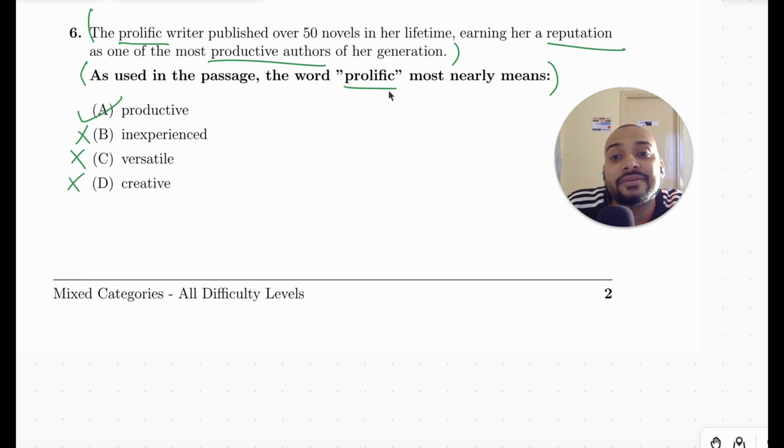Prolific in its literal sense might not entirely mean productive, but that's the whole purpose of keeping these questions on the SAT. They want you to think of the meaning in the context of what is written. Okay, let's go ahead.